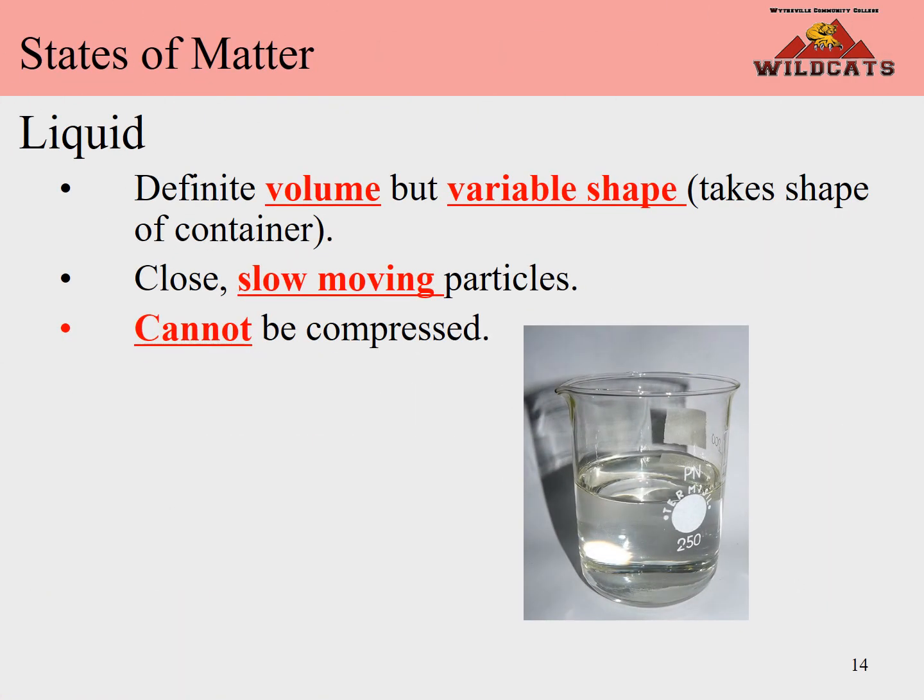Liquids have a definite volume but a variable shape, so they take up the shape of the container, like the water in the bottom of the beaker. They're slow-moving particles, and they've gone from vibrating to now sliding past each other, which is called flowing, and we'll talk more about that in chapter 10, along with the resistance to flow, or viscosity. Liquids cannot be compressed, so the molecules are still really close to each other. So liquid is also considered a condensed state of matter.